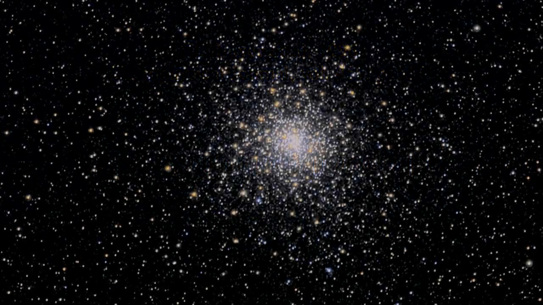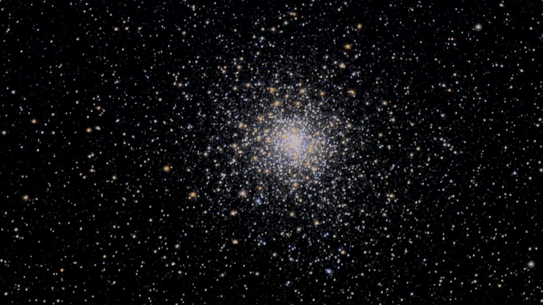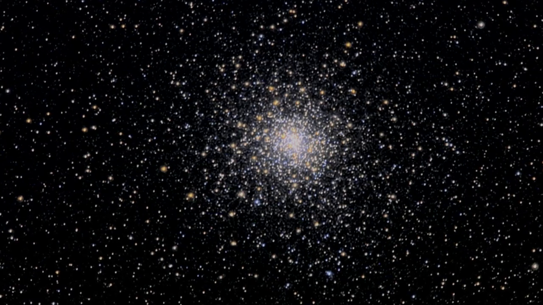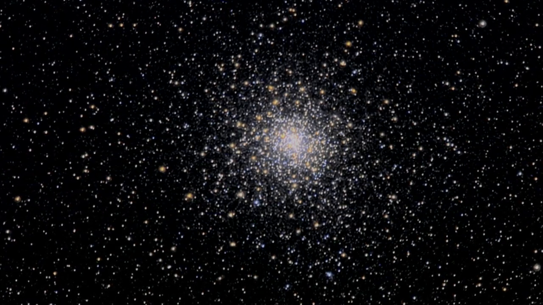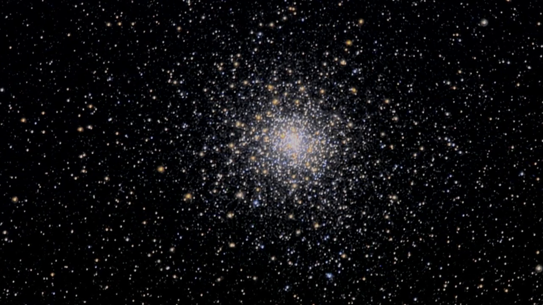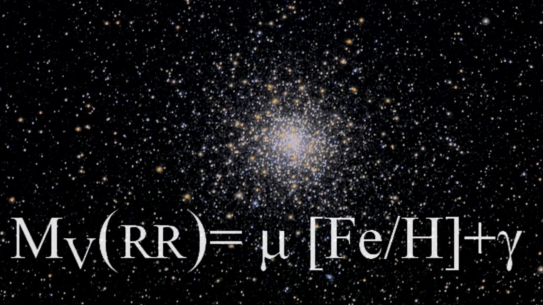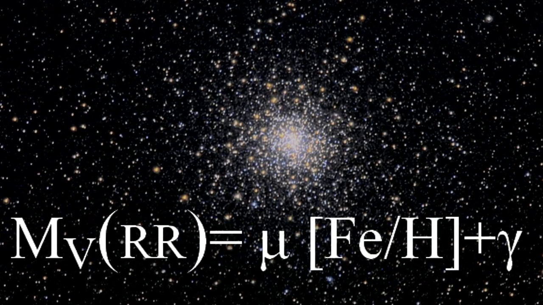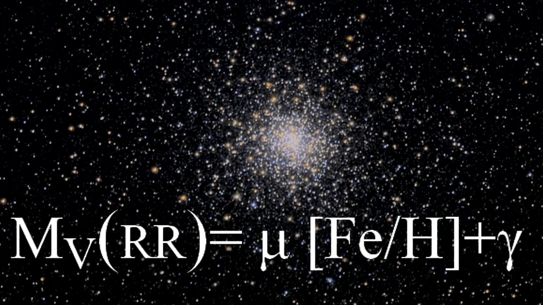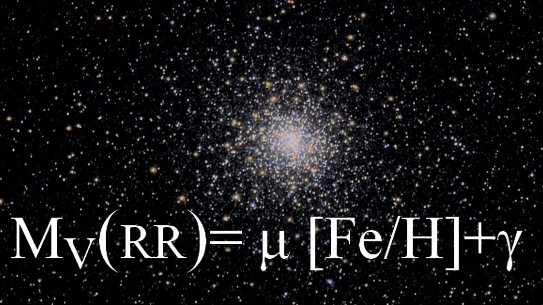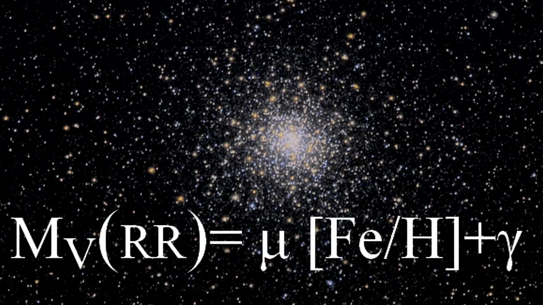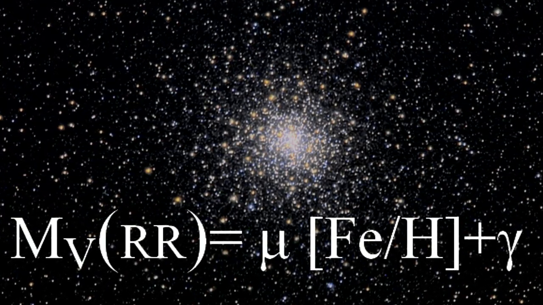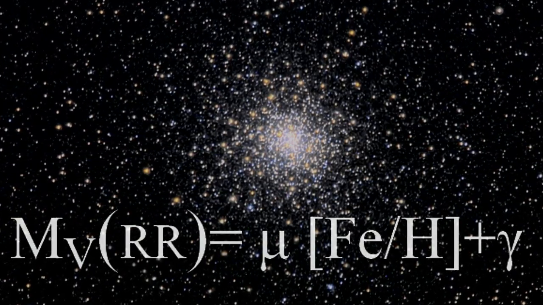There are numerous observational and theoretical techniques that may be used to derive this relation. Generally, it is accepted that the absolute magnitude of the RR Lyrae variables depends on metallicity according to an equation of the form M_V(RR) equals mu [Fe/H] plus gamma, where mu is the slope with the metallicity and gamma is the zero point. The zero point is important for setting the overall absolute ages, while the slope is important in determining the relative ages for globular clusters with different metallicities.